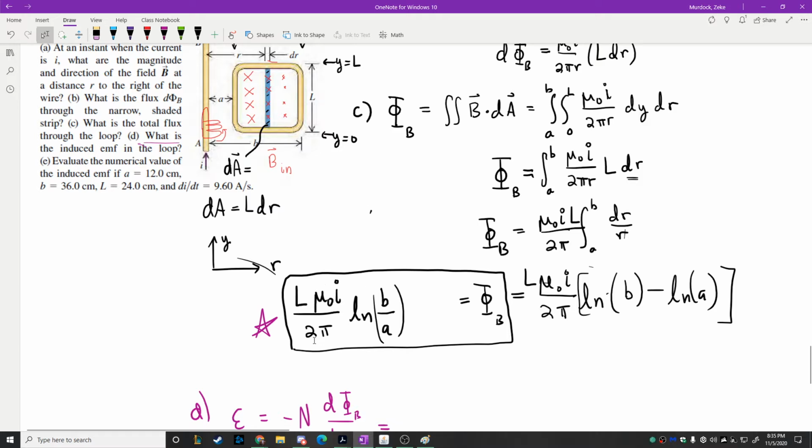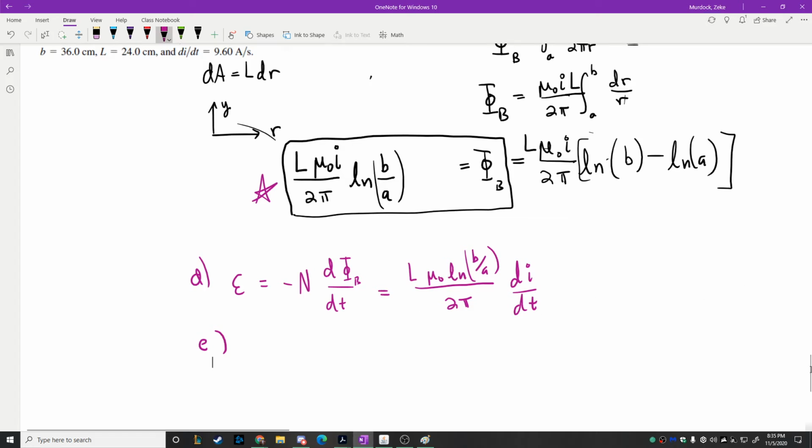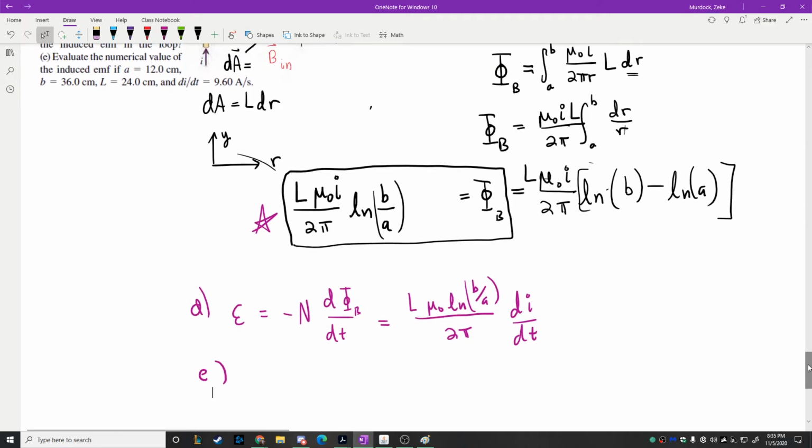Mu naught is fixed, pi, L. So it's really just I. So when I take the derivative of that whole thing right there, what I'm going to get is L mu naught natural log of B over A divided by 2 pi, and then times di dt. And then in part E, what they want us to do is just plug numbers into this, and those numbers are given right there. If I go back up just a little bit, we can plug everything in.